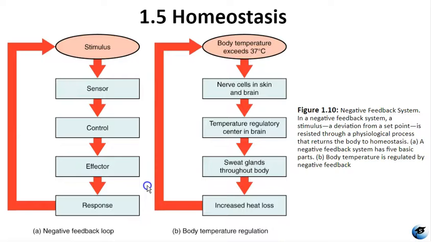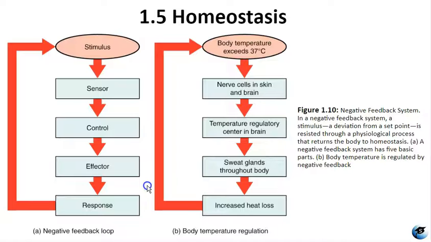Figure 1.10 illustrates the negative feedback system. In a negative feedback system, a stimulus is resisted through a physiological process that returns the body to homeostasis. A negative feedback system has 5 basic parts. They are the stimulus, sensor, control, effector, and then response.